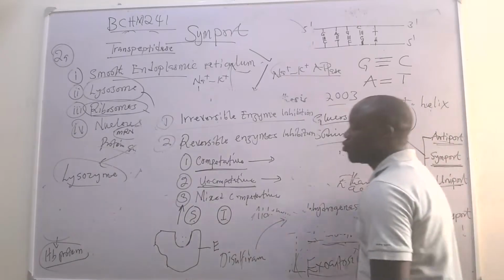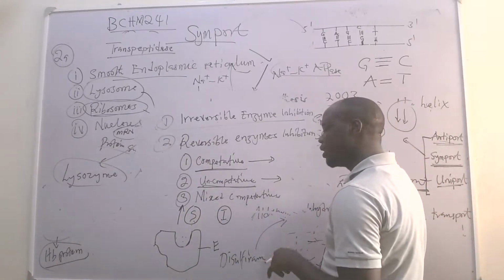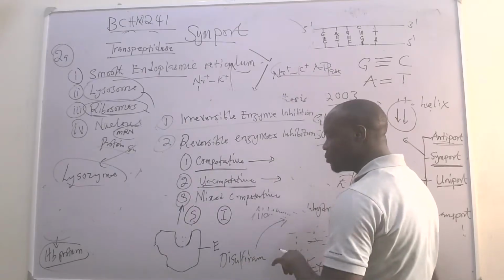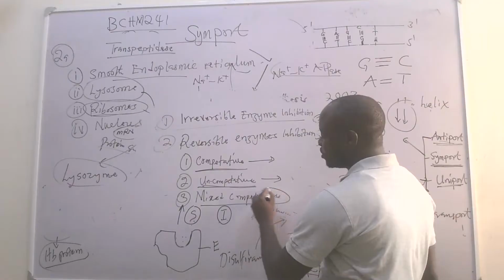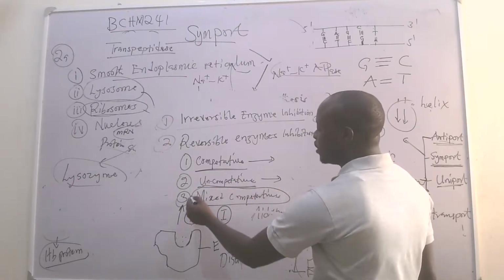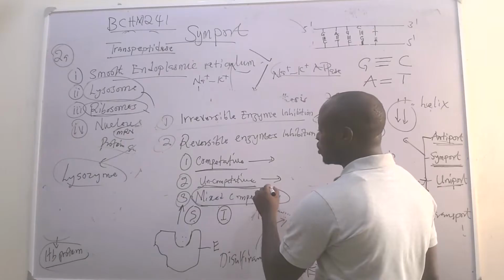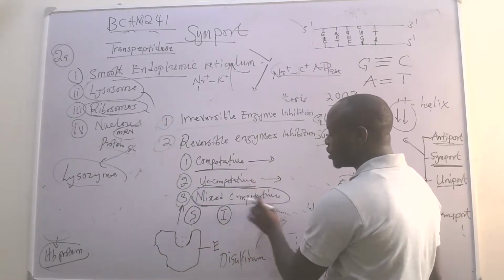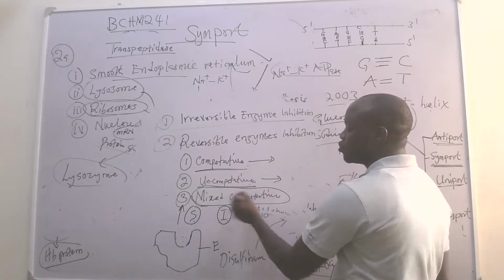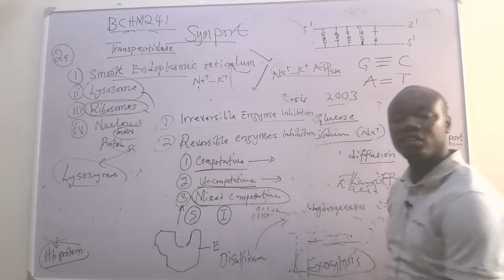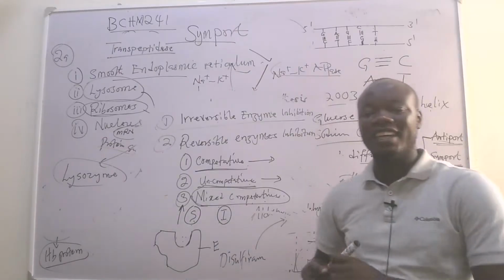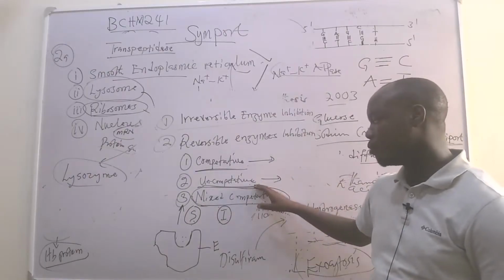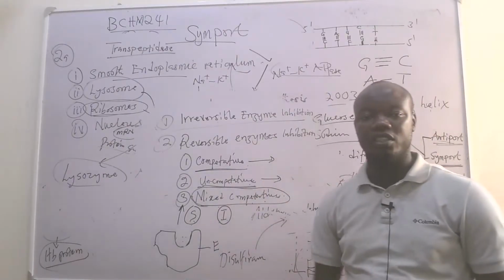And then in a situation where the inhibitor can bind to either the active site or the other site of the enzyme, that is what we call mixed competitive reversible inhibition. It means that in mixed inhibition, both competitive and uncompetitive inhibition take place in the same enzyme. So, ladies and gentlemen, these are the three different types of reversible enzyme inhibitors: competitive, uncompetitive, and mixed inhibition.